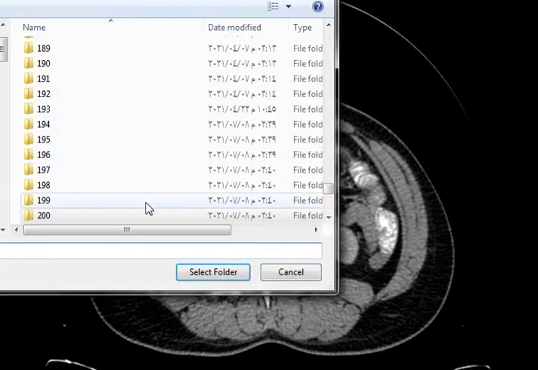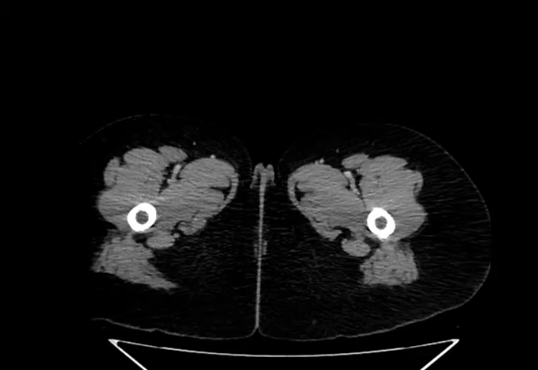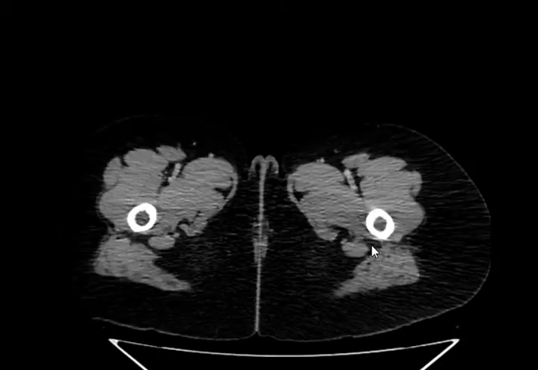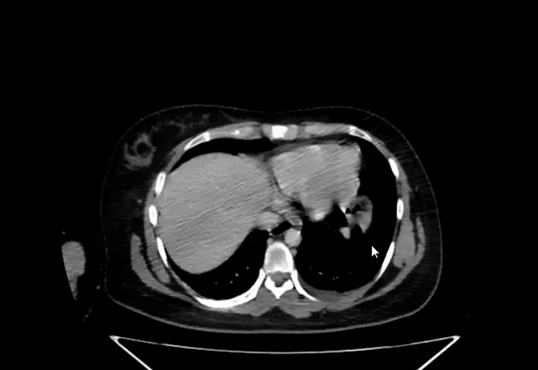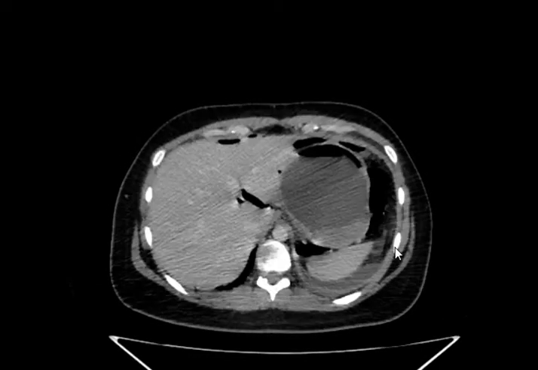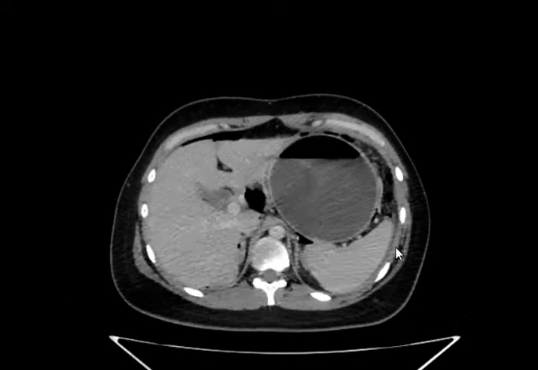I will not give you a history about this case. You should figure it out. It's a young 26-year-old female patient, okay, with a CT scan. Let's start. Abdominal pain. So, what's going on here?